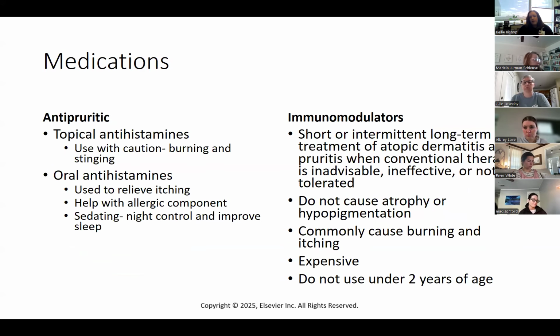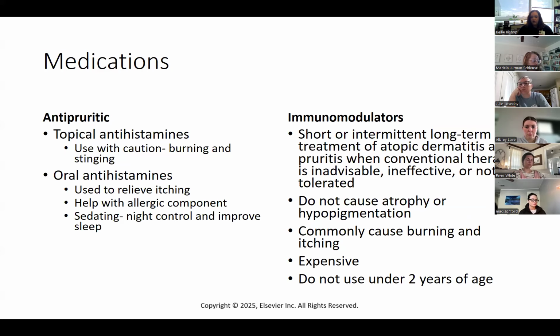Antipruritic medications, topical antihistamines, we don't use these much at all. They can help with itching, but they can also cause burning and stinging. And a lot of times they're also using oral. So if they have a pruritic rash, like say poison ivy, a lot of times they're using oral Benadryl and then they're doing topical Benadryl and then they're going to overdose on Benadryl. So we don't often recommend topical antihistamines.